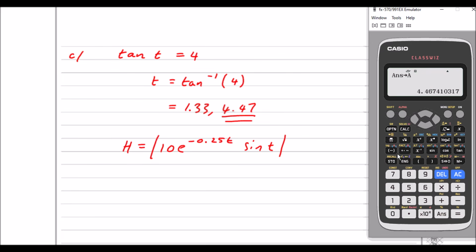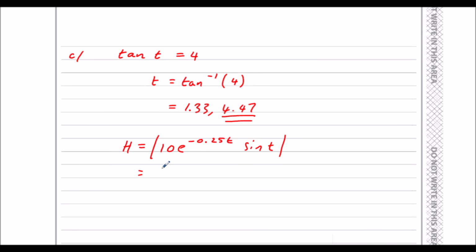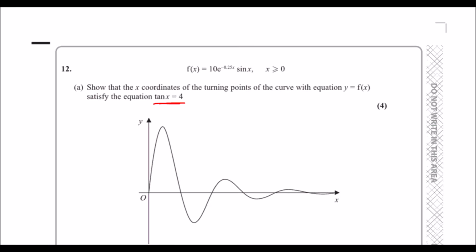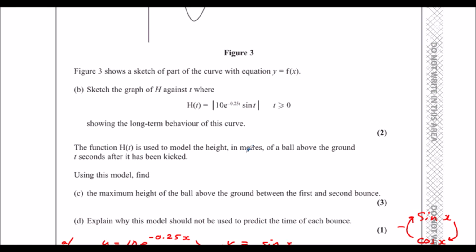So let's use the calculator. We can do a mod, can't we? Shift bracket, yep. So 10e to the power of minus 0.25 a. We stored our answer as a. Sine a. And we've got 3.18. We'll go with that, 3.18. So h is 3.18, and that's in meters.